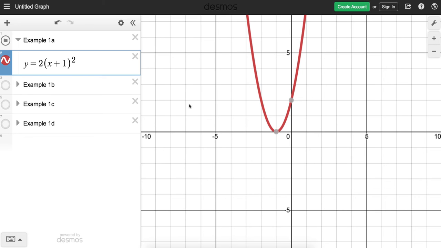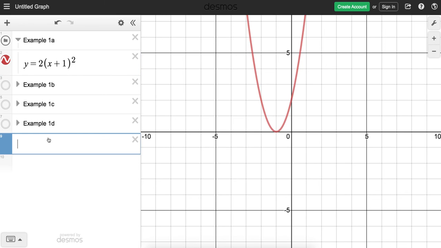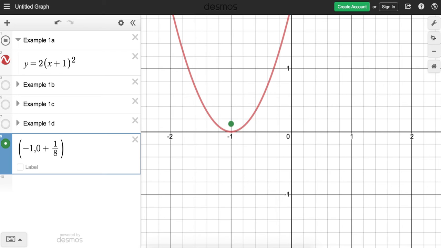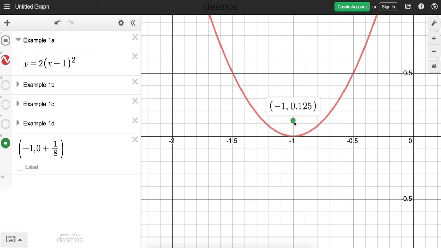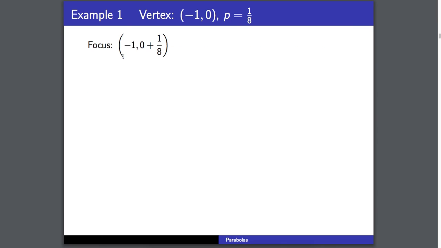And remembering that our focus point is always inside of our parabola, we're going to want to take this vertex at negative 1, 0, and we're going to want to add 1/8 to it. So if we add 1/8 to 0, we have our vertex at negative 1, 0. But then if we add that 1/8 to it, which I'm going to have to zoom in because it's really difficult to see, we get that point negative 1, and then 0 plus 1/8 is 1/8. So our focus point is going to be negative 1 and then 1/8.